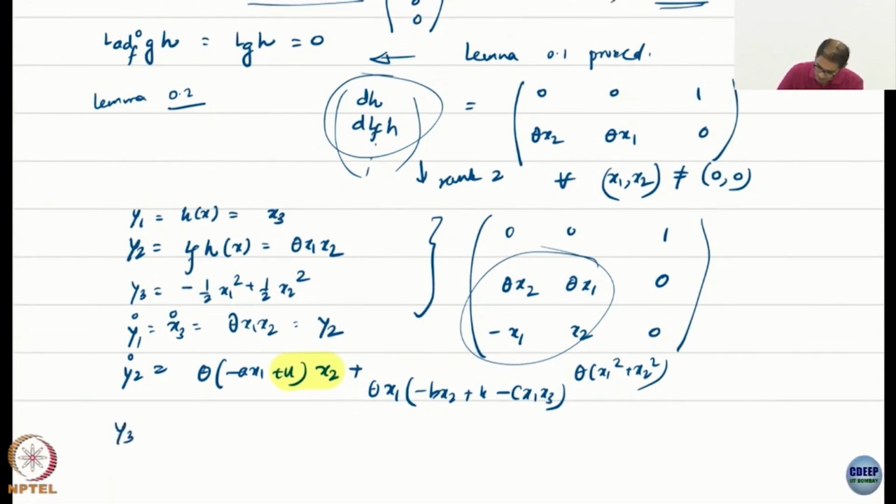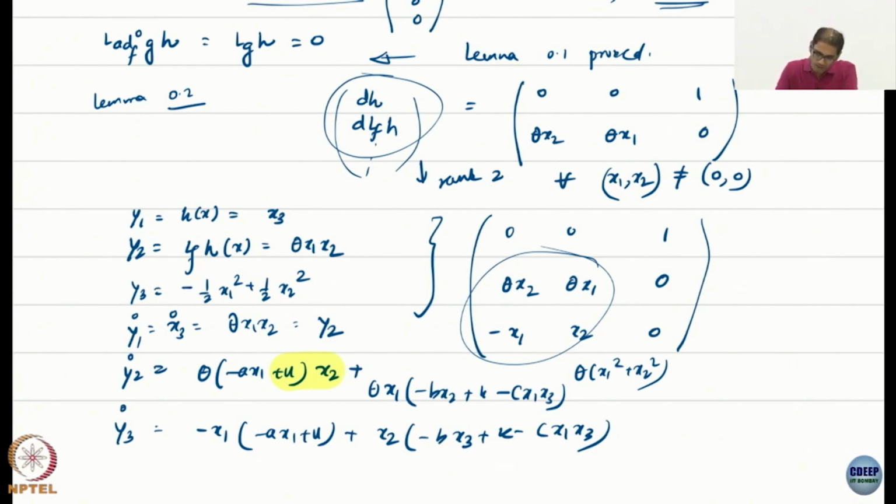Then if I do y3 dot, I get half x1 squared plus half x2 squared, so the derivative is x1 times x1 dot, which is minus ax1 plus u, plus x2 times x2 dot, which is minus bx2 plus k minus x1 x3. So again, the control appears here also. So the control appears now in two equations. This could have been avoided if I got rid of this guy and this guy. Then the control would not appear here, you would have control in only one equation, which may have made control design easier.